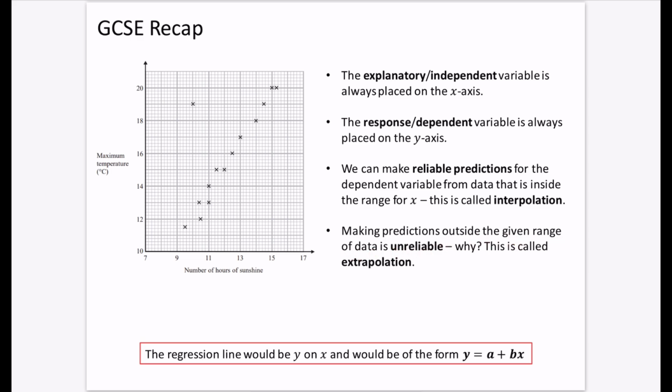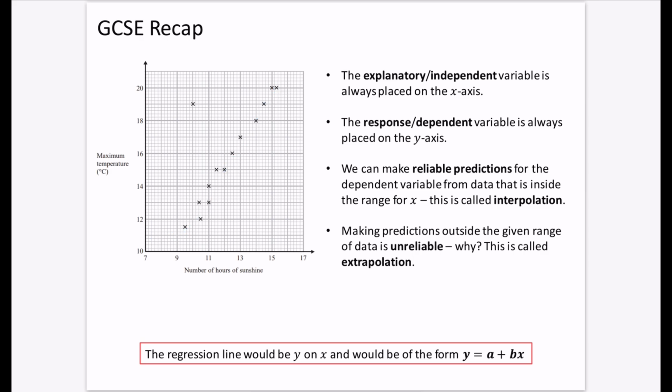But if you try and make a prediction outside of the given range of the data, this is unreliable. Let's say we were going to try and make a prediction for 17 hours and we think that it's going to be a really hot day. That might not be true. It might not continue in this linear pattern. It might start to level off, or it might go up really dramatically. And same for down here, it might actually have a base limit before it goes through this straight line part that we've got here.